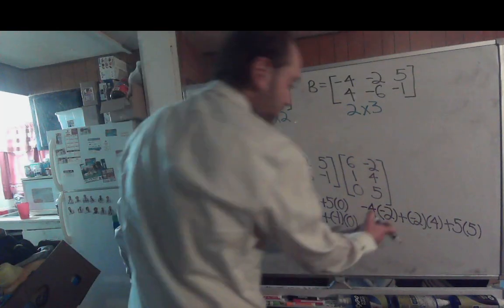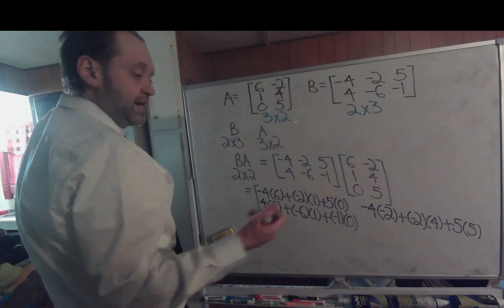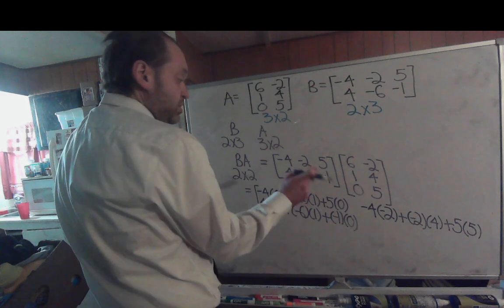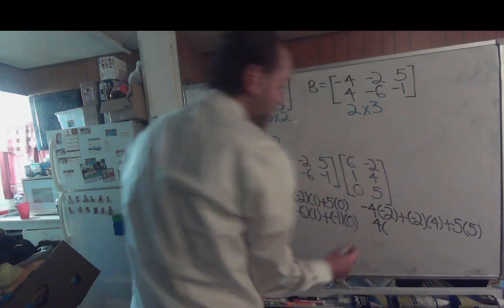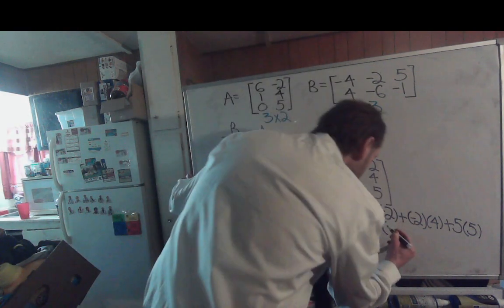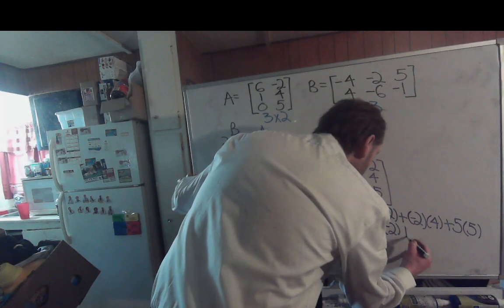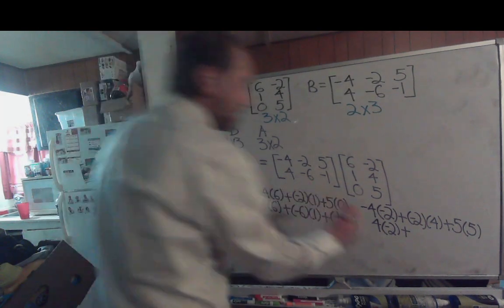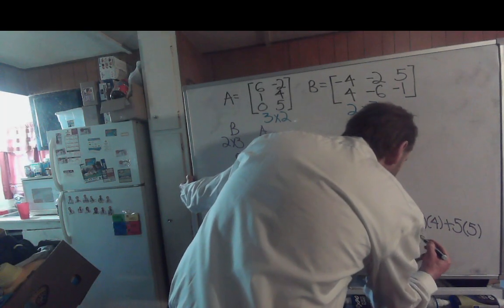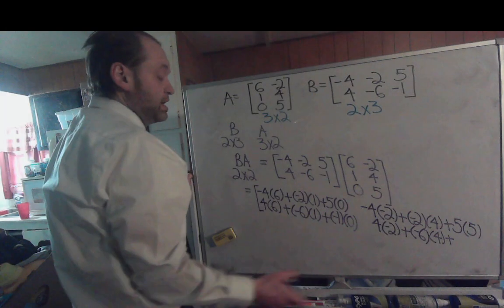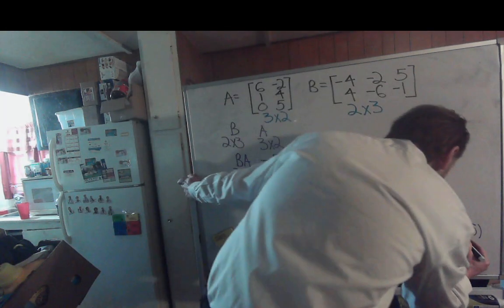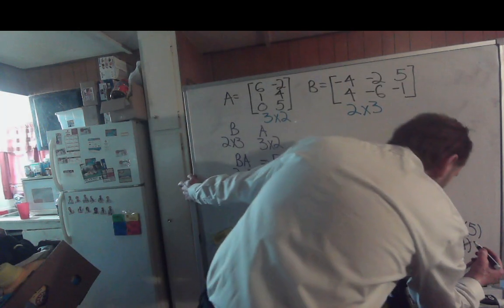Now let's move over to find the last number of the matrix, the second number of the second row. You'll end up taking the first number of the second row, 4, times the first number of the second column, negative 2, plus you'll take the second number of the second row, which would be negative 6, times the second number of the second column, which would be 4, plus you'll end up taking the third number of the second row, which would be negative 1, times the third number of the second column, which would be positive 5.